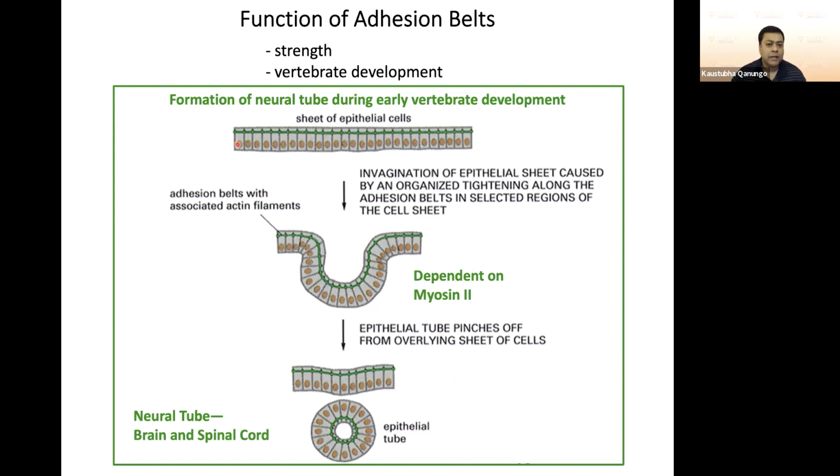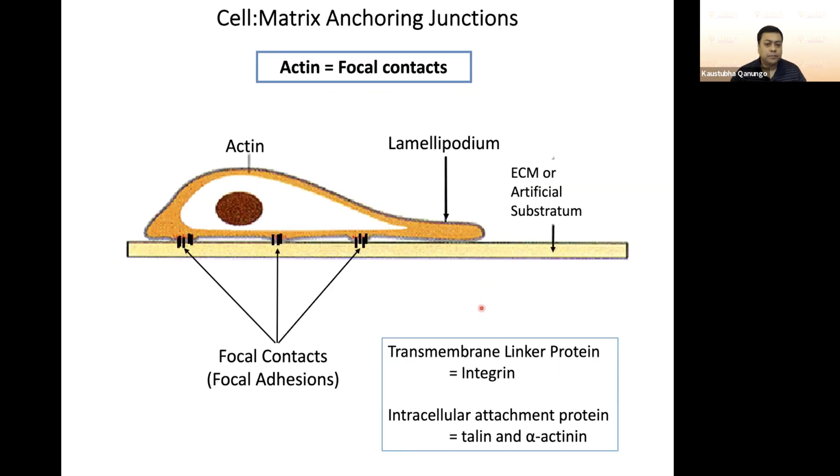And just remember that you have this adhesion belt, which squeezes the top of the cell into being a little bit tapered, and that makes that neural tube. It's very straightforward. So remember what these focal contacts are, and remember the proteins that are associated with the focal contacts. So again, that's very important as well.